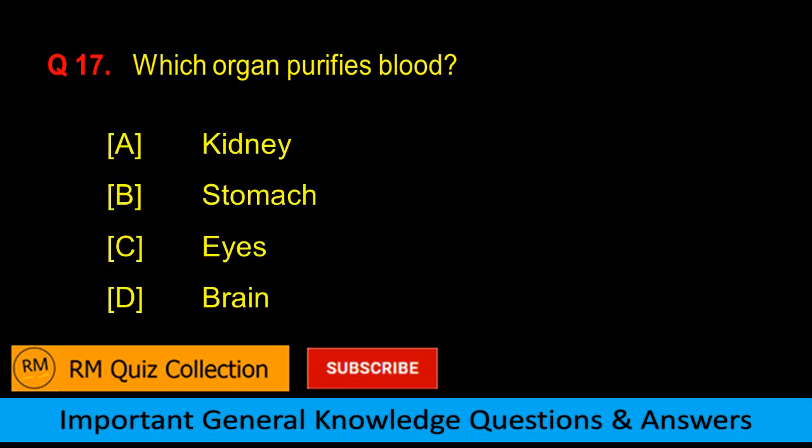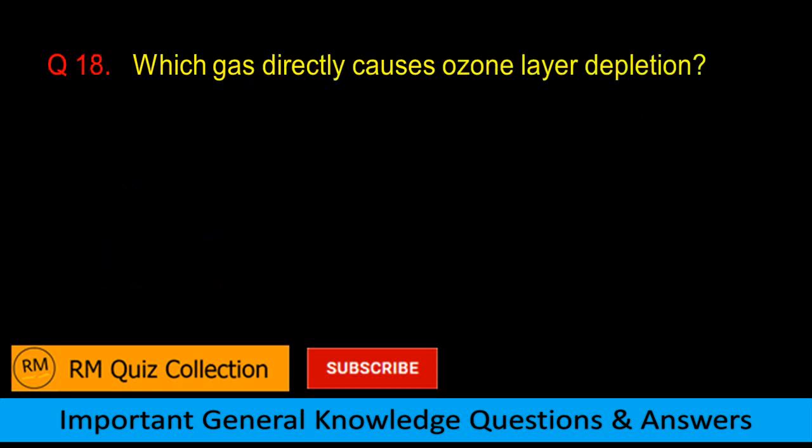Question 17. Which organ purifies blood? Your options are A. Kidney, B. Stomach, C. Eyes, D. Brain. Your answer will be option A. Kidney.